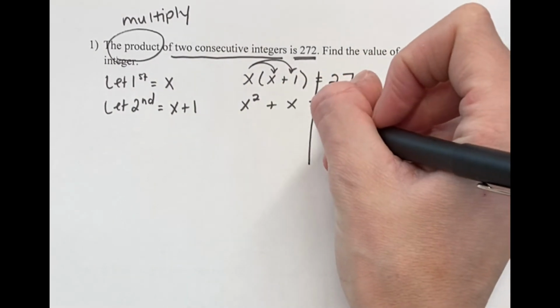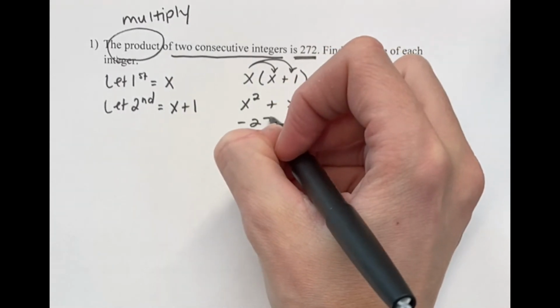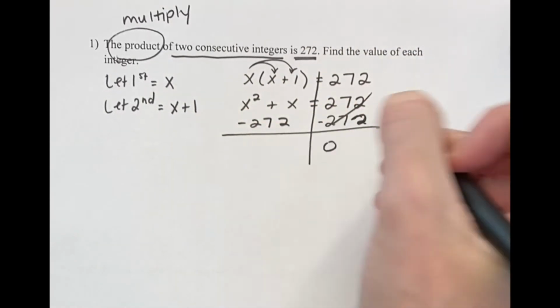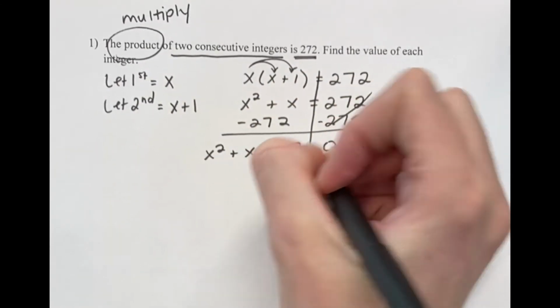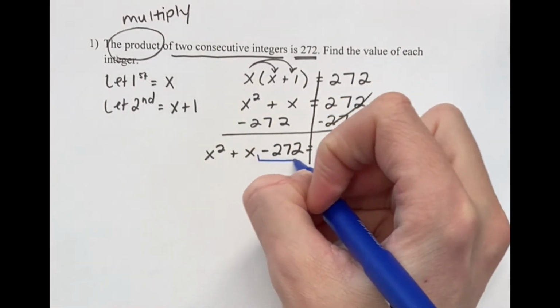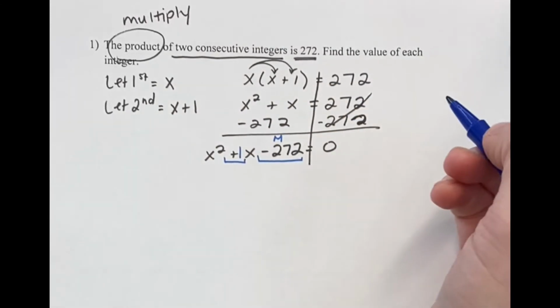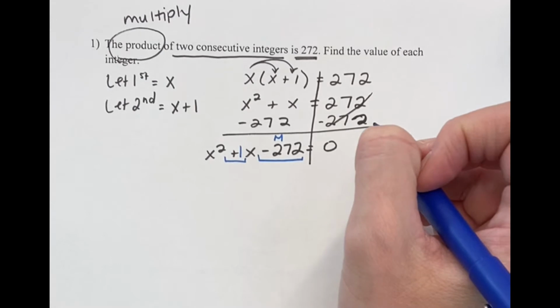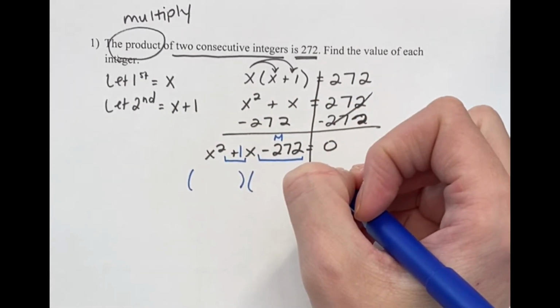I need to set it equal to 0. So I'm going to subtract 272 on both sides. Then I end up with 0 equals x squared plus x minus 272. So now I notice that this is a trinomial, so I need to factor this trinomial. I need to find out what multiplies to give me negative 272 and what adds to give me a positive 1.